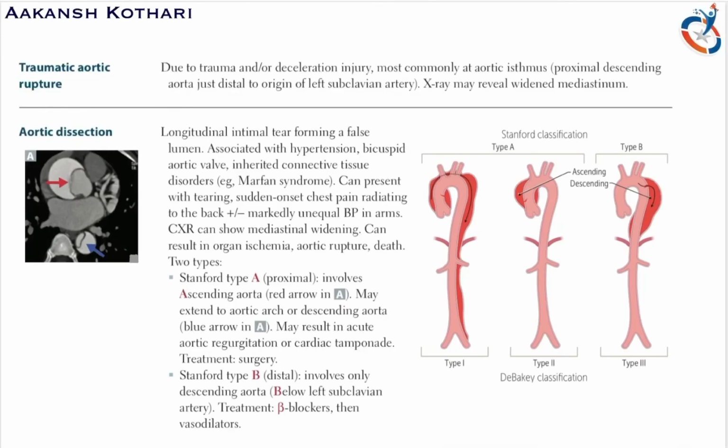Now, Stanford Type A is treated by surgery, whereas Stanford Type B is treated by beta blockers and vasodilators. Now we have already spoken about aortic dissection and aortic aneurysm.